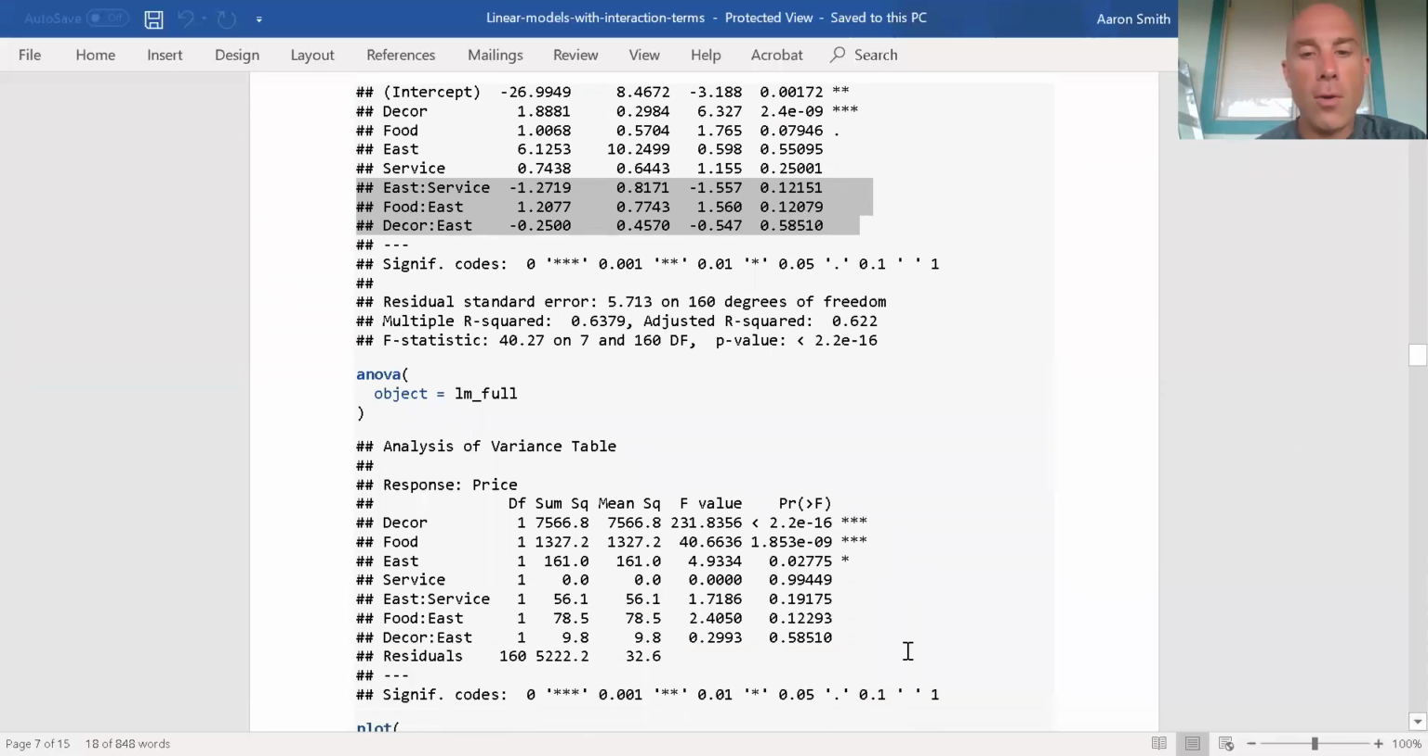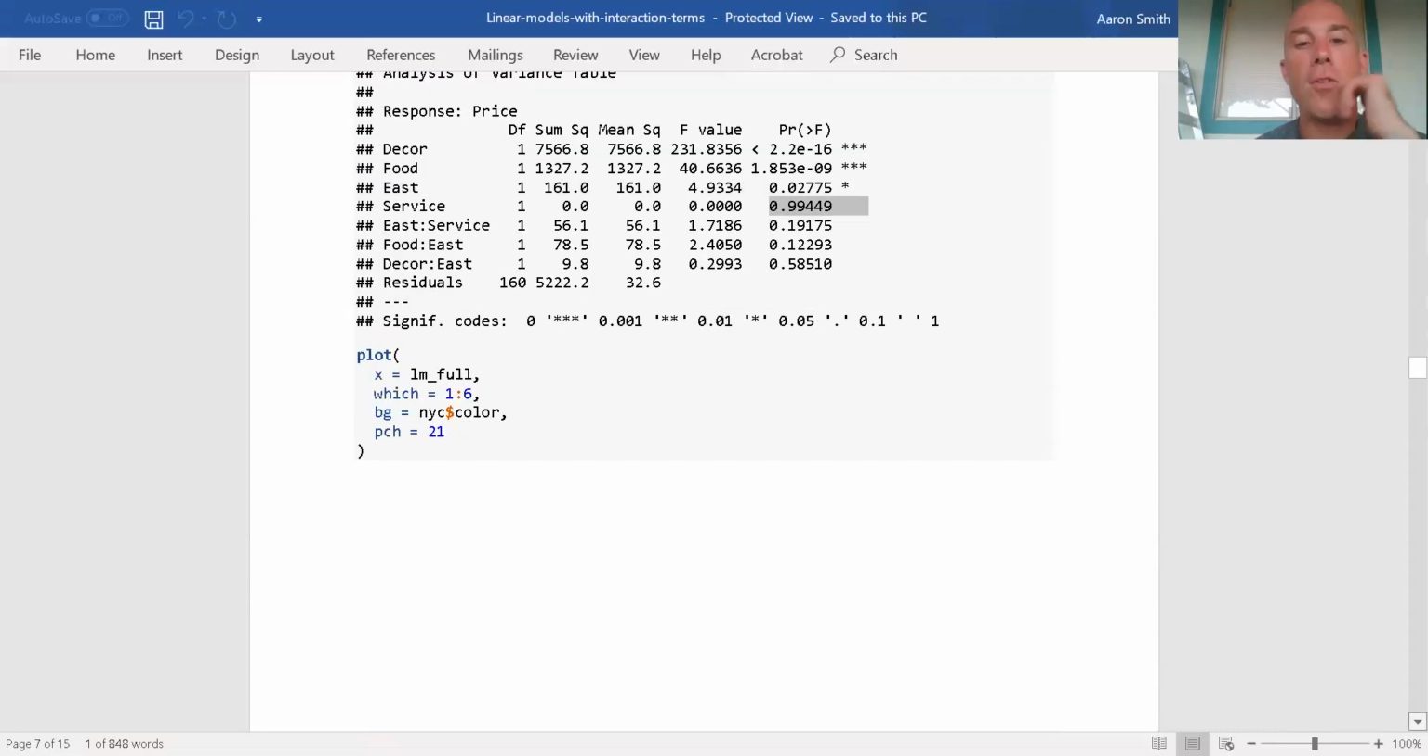Now when I look down here, remember the ANOVA table is telling us if I have decor and then I add food, this is the p-value for the hypothesis test of whether I should add food as a predictor to the decor model. This p-value is for whether I should add East to the decor plus food model, and so on. So you can see that adding service to the decor, food, East model is not the way to go.